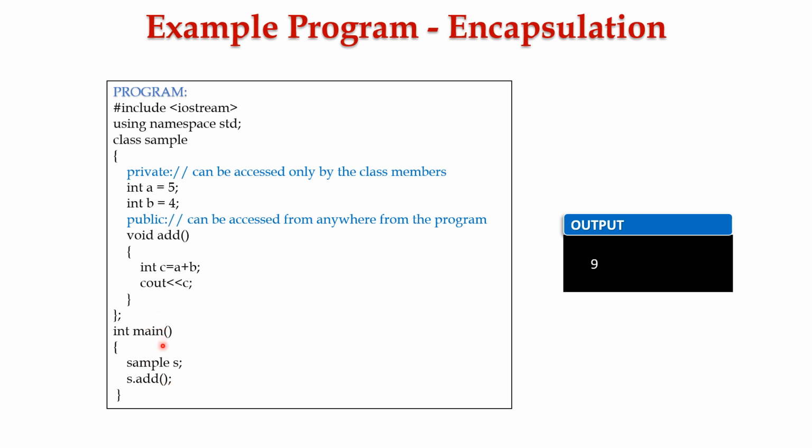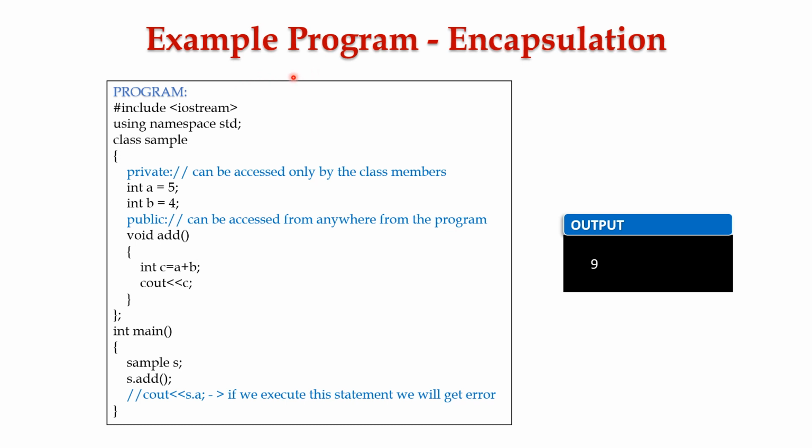So we all know that the execution starts from main function. So here in the main function, we have declared the object s for the class sample. Using the object s, we have accessed the function add, which is available in the class sample. So now control moves to the class sample and executes the add function. Here, the values of the variables A and B, that is 5 plus 4, are added and stored in the variable C. So C has the value 9. Using cout statement, the value of the variable C, that is 9, is displayed to the user as shown in the output.